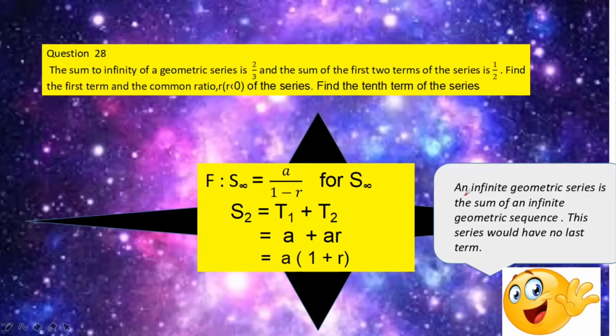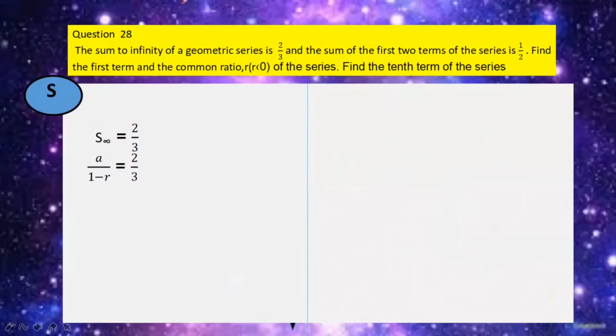Okay, in this case, we have sum to infinity. What is that? An infinite geometric series is the sum of an infinite geometric sequence. What does it mean? This series will have no last term. For example, in this case, the sum to infinity, we don't know the last term. But for the sum of the first two terms, we know the last term as T2. So, T1 plus T2. Okay, next step is substitution, where you substitute the given information from the question into the formula you have stated just now.